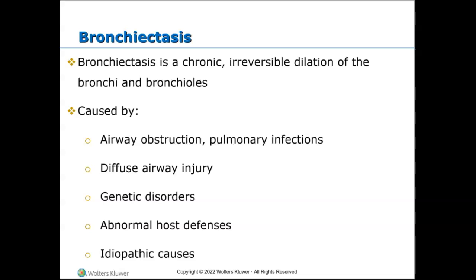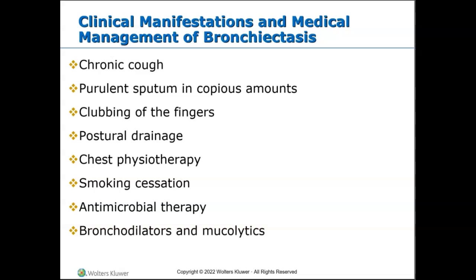Okay, so bronchiectasis is a chronic, irreversible dilation of the bronchioles and the bronchi. It's caused by airway obstruction and pulmonary infections, diffuse airway injuries. Some genetic disorders can lead to it. And sometimes we don't know the exact cause. That's what they call idiopathic, meaning they tried to narrow it down to one of these things, but they couldn't determine what the legitimate cause was, right?